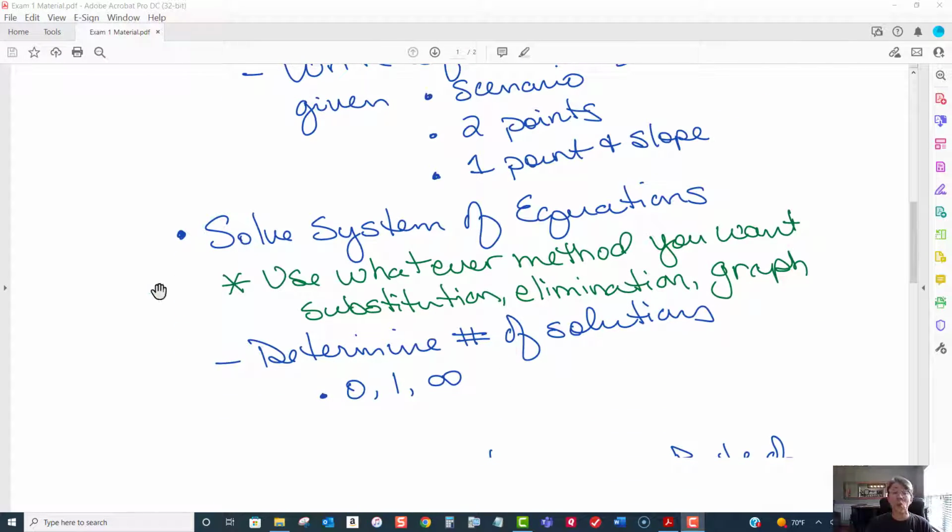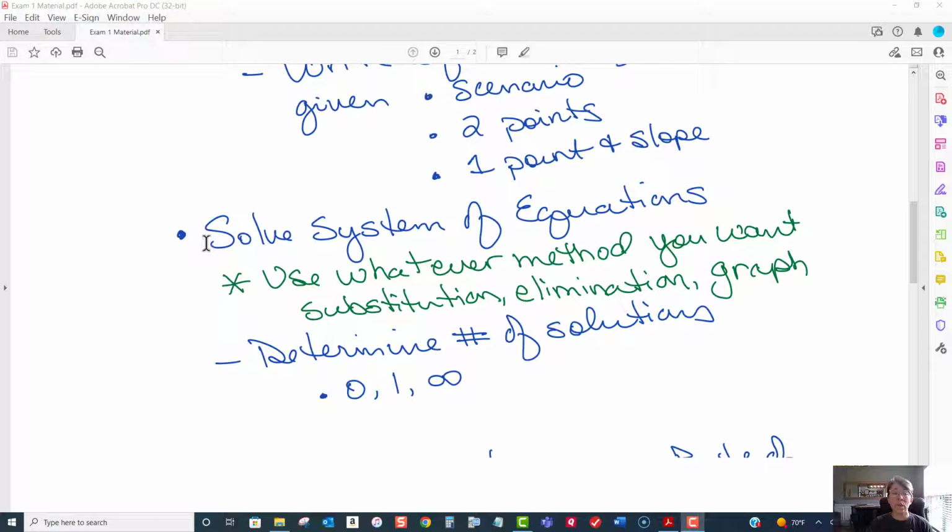You also need to be able to solve a system of equations. That's when you have 2 equations and you try to figure out what's the point they have in common. Now, I will tell you this, I have one of those questions on there, and the one that I chose, it says to use graphing to solve it. I don't care if you graph or not. You can use whatever method you want. You can use substitution, elimination, or you can graph it if you wish.